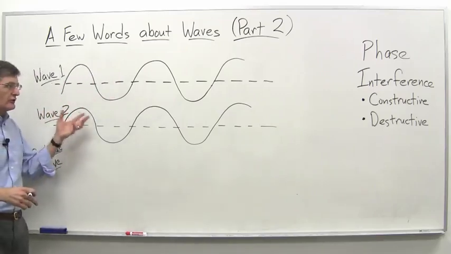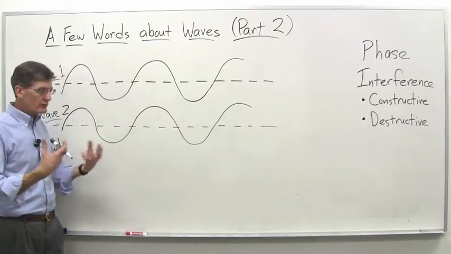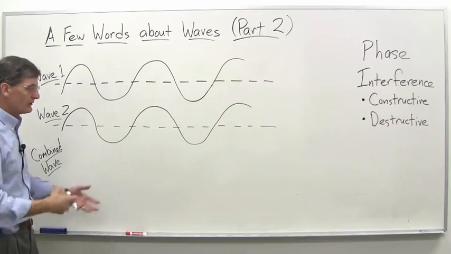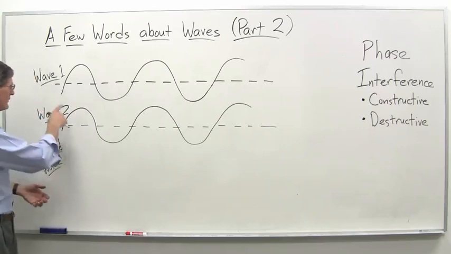Let's say we have two waves. We can imagine they're water waves. Again, later on, of course, we'll be imagining they're light waves. Either one will work in this case. And so here's wave number 1.